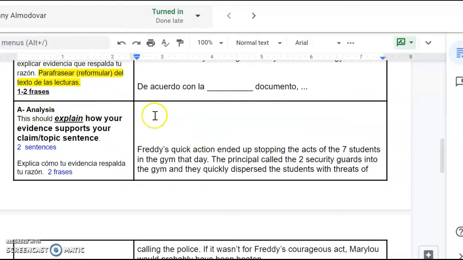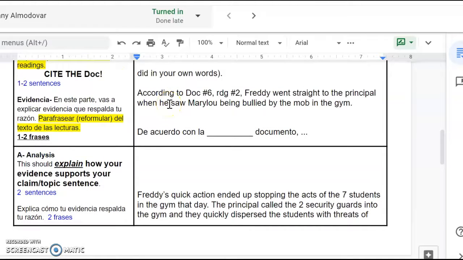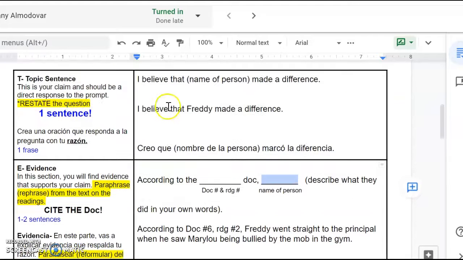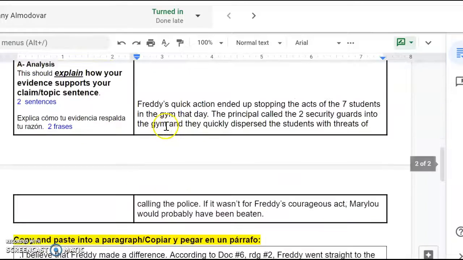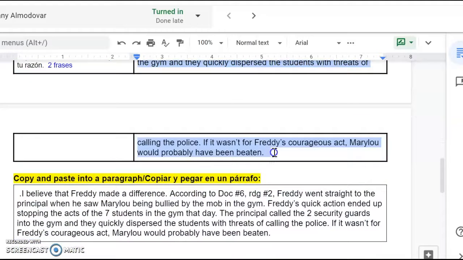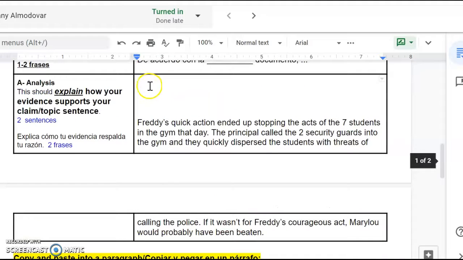Then in the analysis portion of the organizer, you're going to explain how your evidence supports your claim or topic sentence. You've got to tie in what Link did in the evidence that would prove that he actually stood up for Melba in this case. I put an example in here. You can read the examples for each category, each component, and kind of model your answers on that. I just made up the examples actually, so just keep in mind that those are examples.